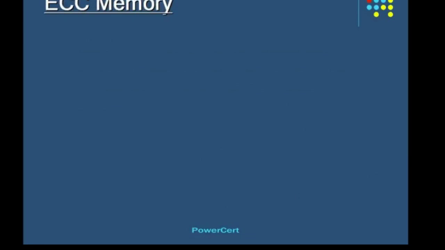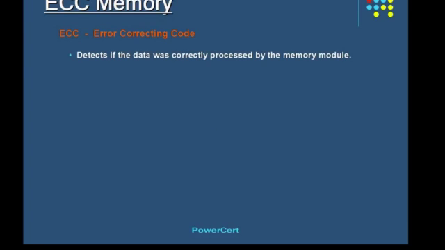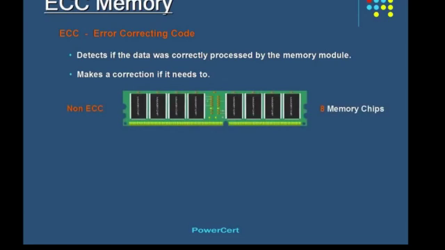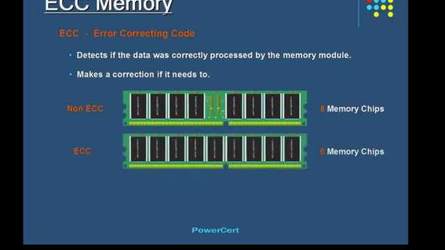Some RAM modules have ECC, which stands for Error Correcting Code. And what this does is that it detects if the data was correctly processed by the memory module and makes a correction if it needs to. You can tell if a RAM module has ECC by counting the number of memory chips on the module. In a standard non-ECC DIMM, it will have 8 memory chips, but in an ECC module, it will have 9 memory chips.